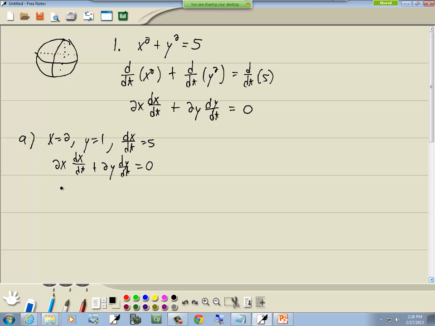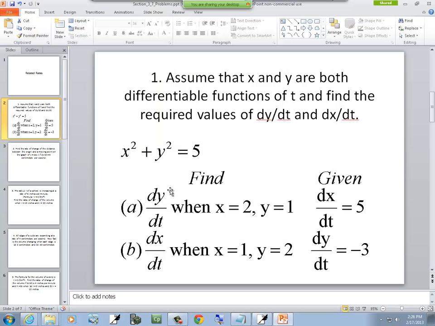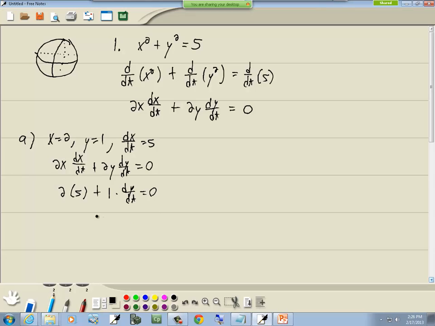So then I'll plug 2 in for the x. dx/dt we said was 5. And again, that 2's gone. We said y is 1. And we're trying to find dy/dt on part A. Well, 2 times 5 is 10, plus dy/dt. Now I'm going to take that 10 to the right side, and we've got dy/dt is equal to negative 10. And that's our answer.